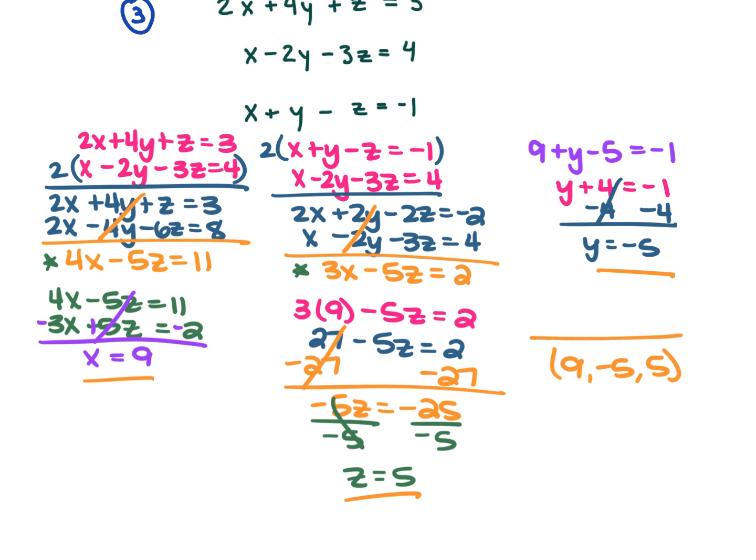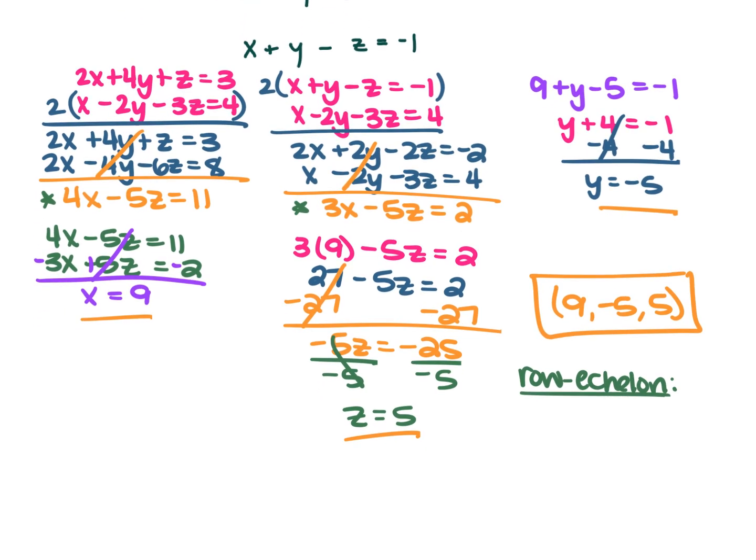So that's our solution. If we were to give the row echelon, we're going to take what we found first, which is that x is equal to 9. Then we're going to take what we plugged that into, which is the 3x minus 5z is equal to 2. And then we're going to take what the last equation was that we plugged into, which is the x plus y minus z is equal to negative 1.